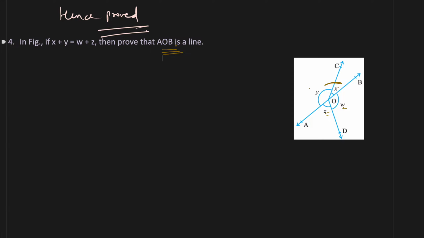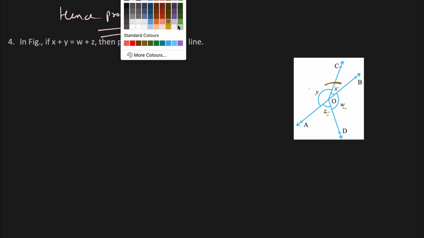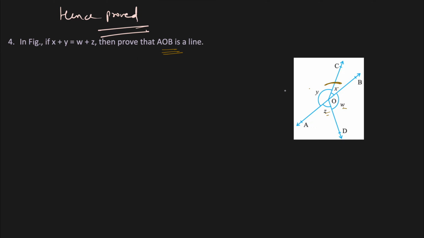It is not given that it's a line, so we do not use linear pair here. Okay, students, please make sure that you're not going to use linear pair here because it is not given that it is a line. You have to prove it is a line. You have to prove AOB is 180 degrees. So what do you have to prove here? I'll write it, that angle AOB is 180 degrees we need to prove, right? So how do we proceed here?